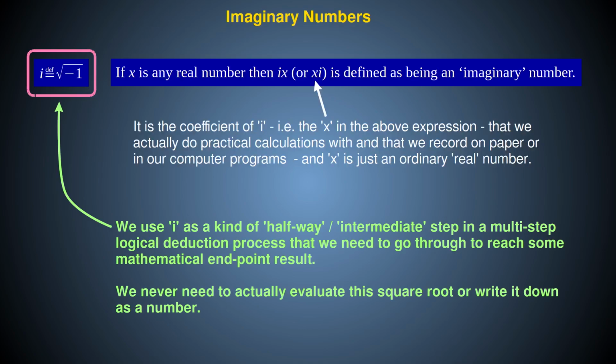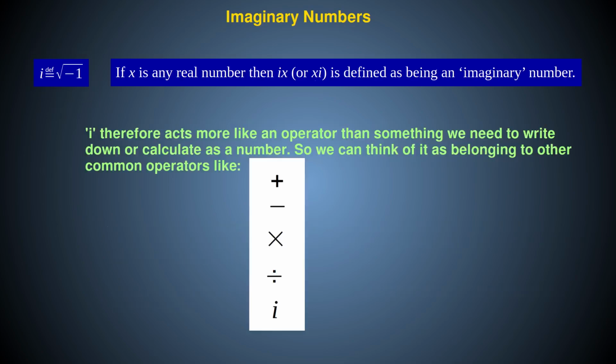The coefficient of i in an imaginary number, like the 5 in 5i, is what we actually use in all calculations involving imaginary numbers. But the i part just tells us to follow certain rules when doing arithmetic on imaginary numbers, or the imaginary components of complex numbers. In this sense, i is just another mathematical operator, so we have plus, minus, multiply, divide, and i. But i is like a modifier for the other operators rather than a pure operator in itself.